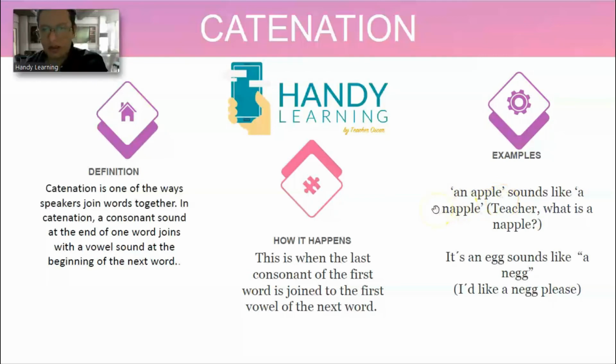Right? I'm just exaggerating there. In normal speech, it will sound like "a napple". The next example is "an egg". It sounds like "a negg", not "an egg". So, for example, it would sound like, I'd like an egg, please. I'd like an egg, please. Can you spot the difference? So this will be catenation or linking.